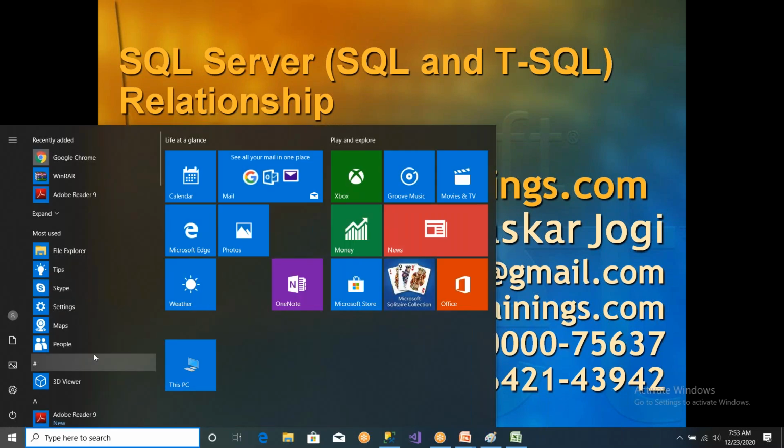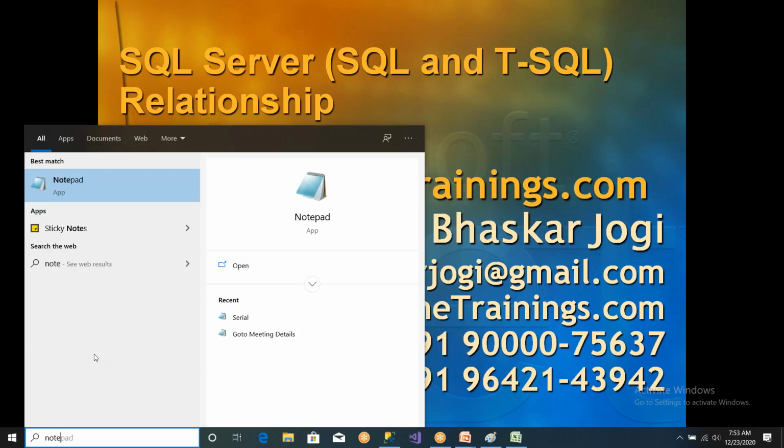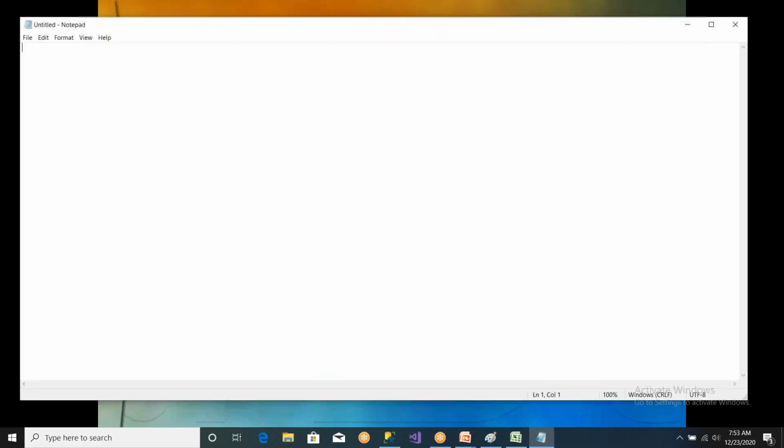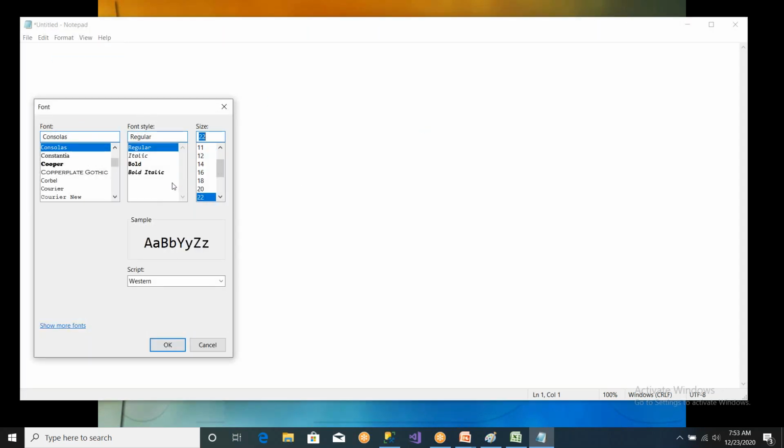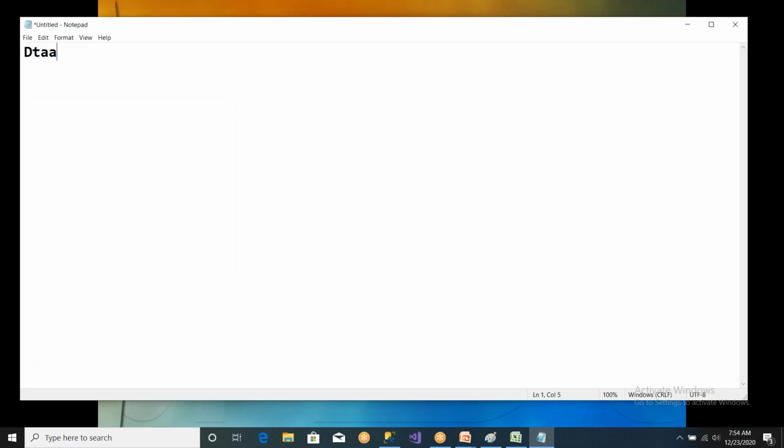Many people will ask you in the interview, do you know data modeling? So data modeling is this. Let me increase my font. Okay. So people may ask you, do you know what is data modeling?